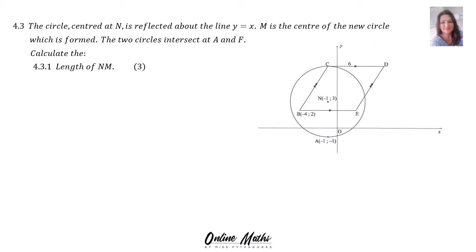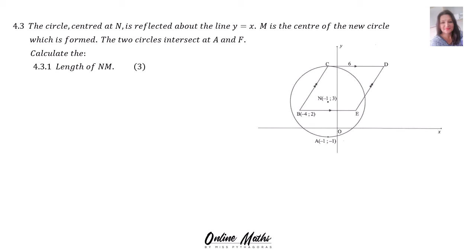4.3. The circle centered at N is reflected about the line y = x. M is the center of the new circle which is formed. The two circles intersect at A and F. Calculate the length of NM.